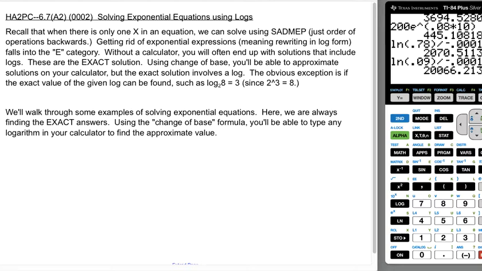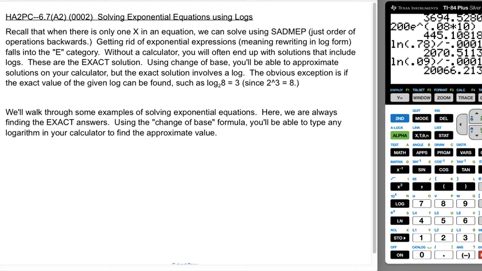Getting rid of exponential expressions, meaning rewriting them in log form, falls into the E category of dealing with exponentials and logs. Without a calculator, you're often going to end up with solutions that include logs. These are the exact solutions. Using change of base, you'll be able to approximate solutions in your calculator, but the exact solution involves a log. So obviously the exception is if the exact value of a given log can be found. So for instance, the log base 2 of 8 is 3, since 2 to the third is 8.